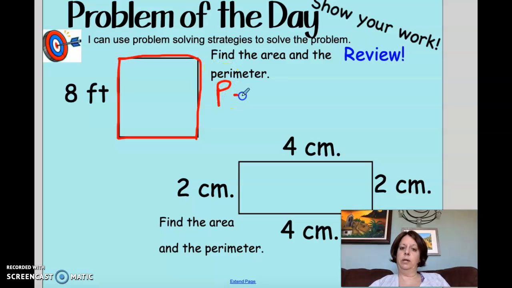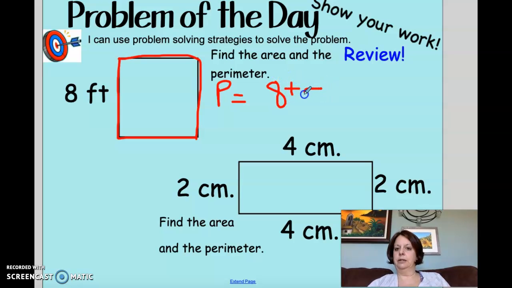So when we figure out perimeter, we need to add all the sides. Now, this is a square, as you are aware, and squares are special shapes because they have the same length on every side. So for perimeter, we're going to figure out 8 plus 8, plus 8, plus 8. Okay, so that's my perimeter because it's 4 eighths.